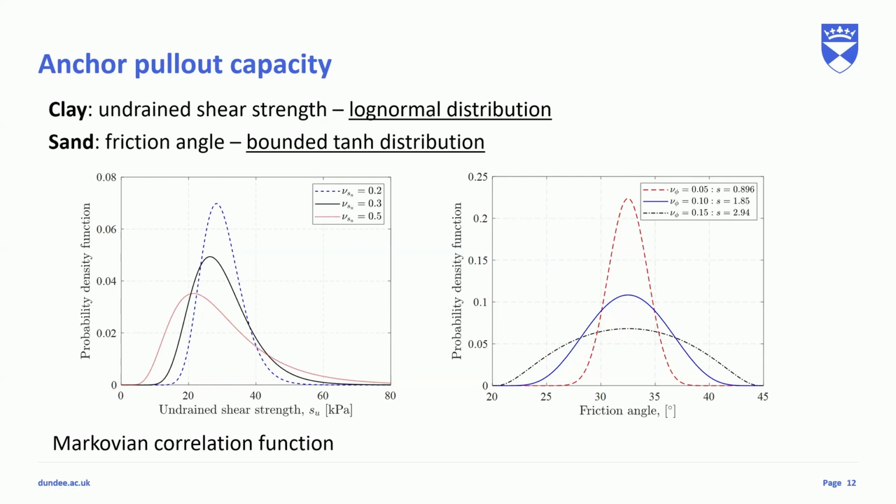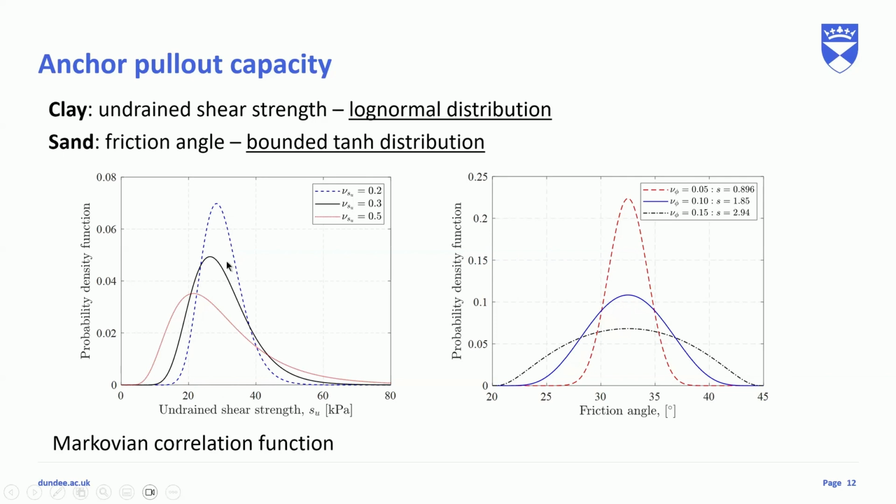We just mentioned that. The friction angle is a bit different. It's not just positive. It is positive, but it's also limited to a certain range. Generally it's 20, and it never exceeds 45. So it's limited to 20 to 45. So we use the bounded tangent distribution, which has a lower bound and upper bound.